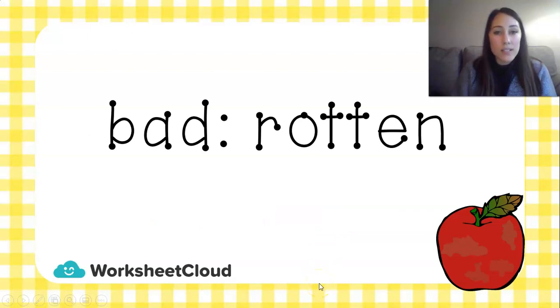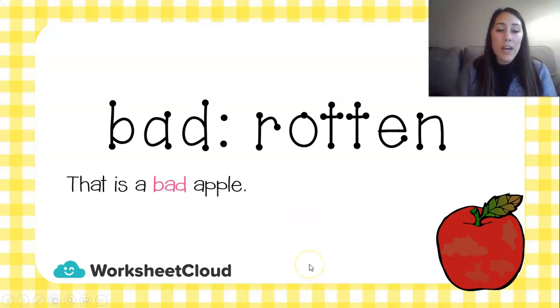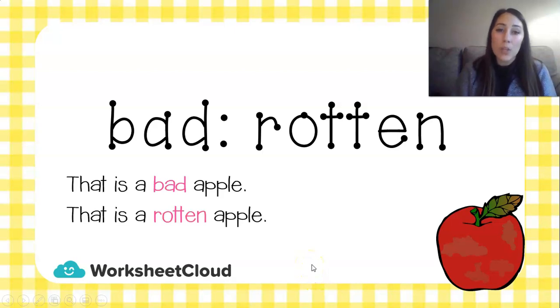Bad and rotten are synonyms, and we have to look at the specific sentence that we are looking at to see if it is a synonym in that sentence. So we've used bad to describe the apple over here. That is a bad apple, or that is a rotten apple. So in these two sentences, they mean the same thing. Now, sometimes we can use that word bad in another sentence, and it won't necessarily mean the same thing as rotten. So it's always important to look at the word in the sentence that you are talking about.